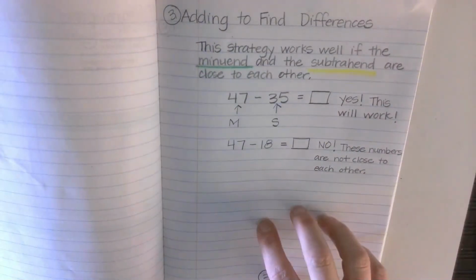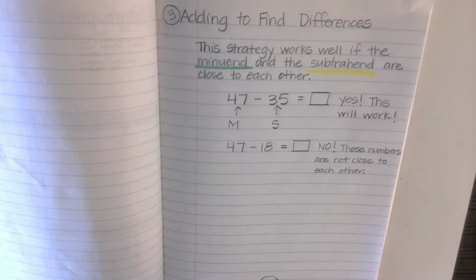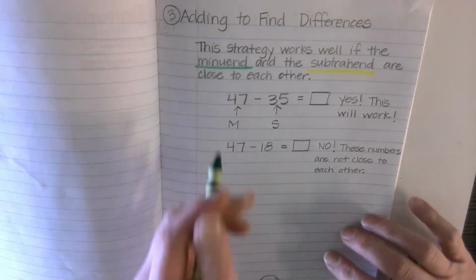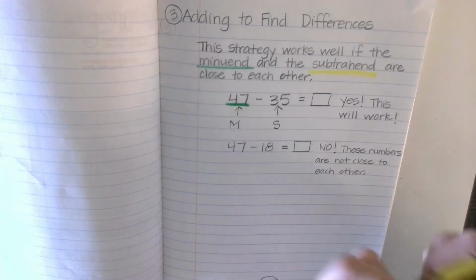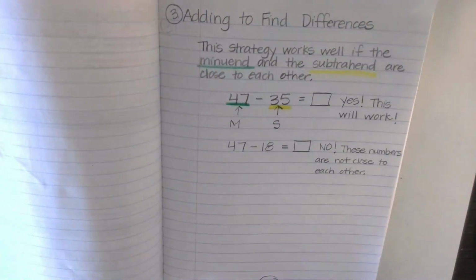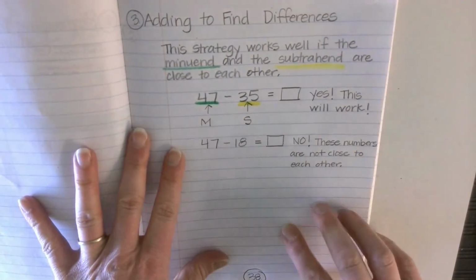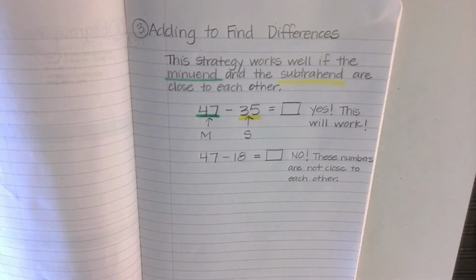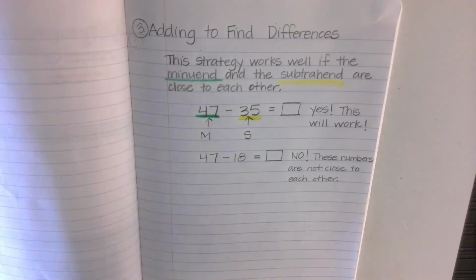All right. So first off, for this strategy to work well, we've got to have our minuend and subtrahend pretty close to each other on the number line. So I'm just going to underline my minuend in green, my subtrahend in yellow. Okay. Are we okay so far? I'm going to give you just a second to finish that up. All right. Now, we're going to write down how to do it.